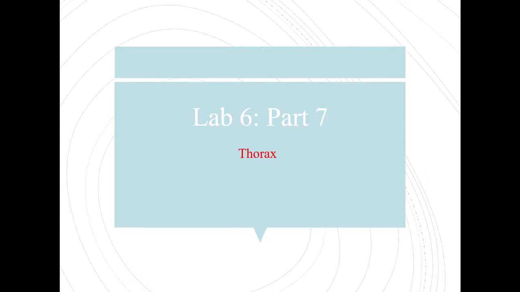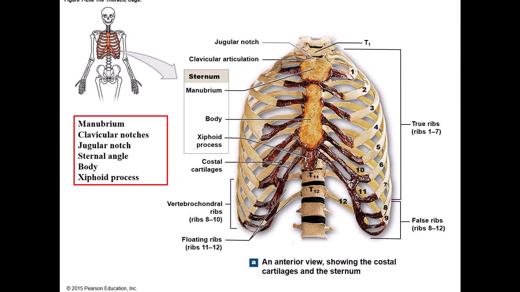In part 7 in our lab of the axial skeleton, we'll take a look at the thorax. So we're on the last column of our checklist. You'll see the sternum, and then we'll do the ribs. So here's an actual skeleton showing the thorax. We can see the ribs over here.